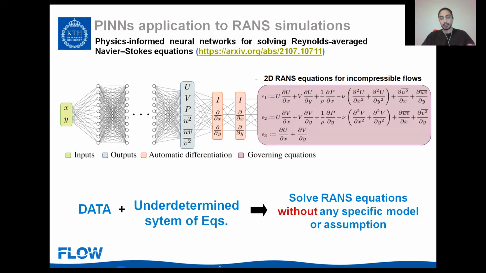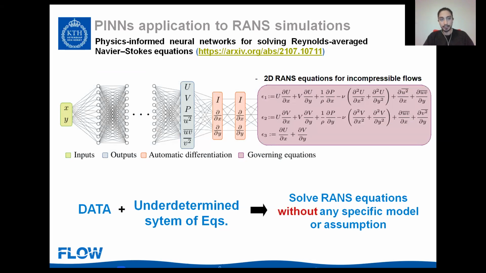So in this data set, we assume that we have some data for the physics, for the domain, and we have this underdetermined system of equations, and we are going to solve the RANS equations basically without any specific model or assumption regarding turbulence. So we chose physics-informed neural networks as the framework. We use spatial coordinates as the inputs and the mean flow quantities, including these Reynolds stress terms, as the outputs. We are looking for a mapping from spatial coordinates to the mean flow quantities.